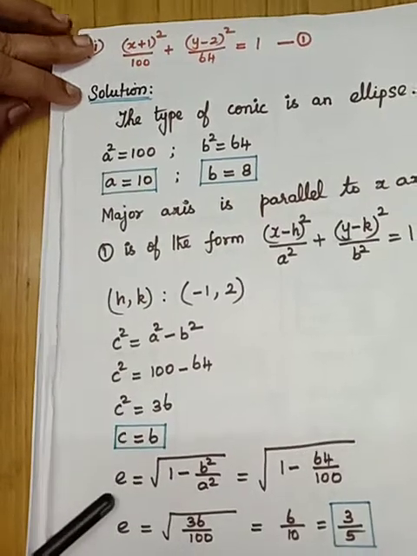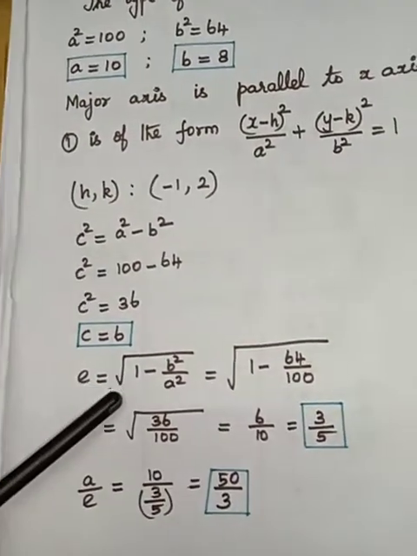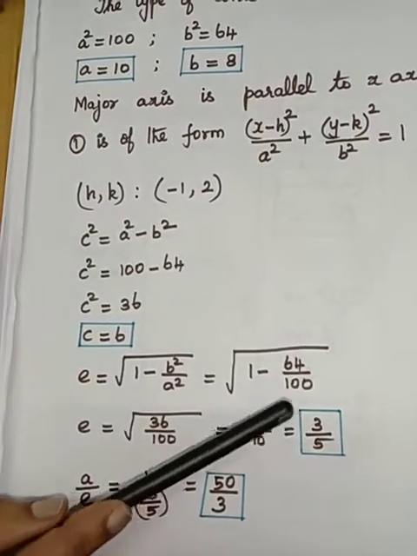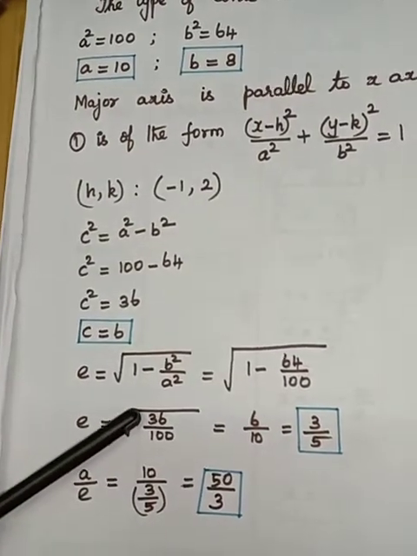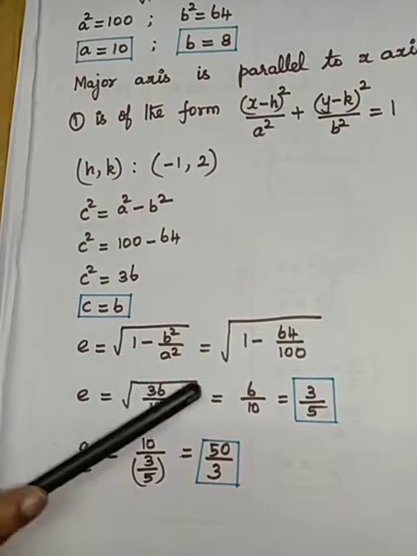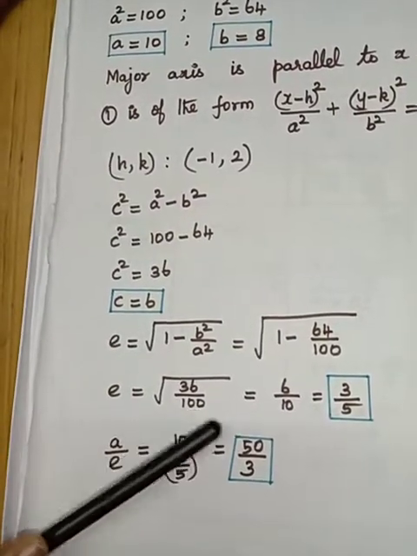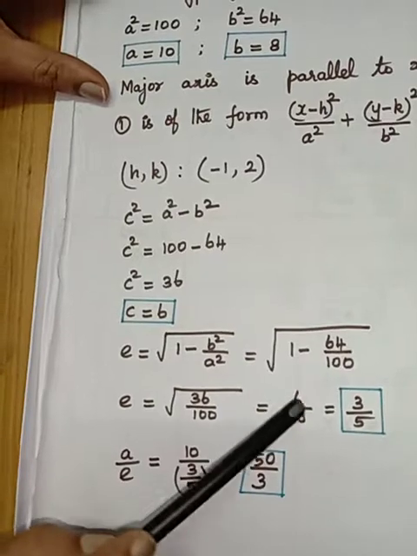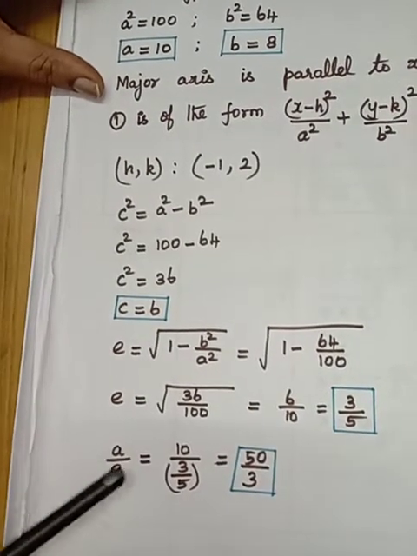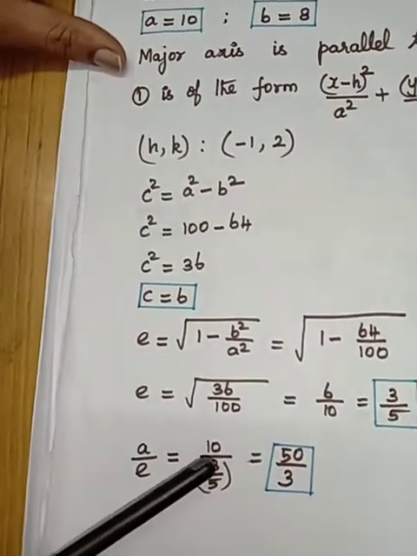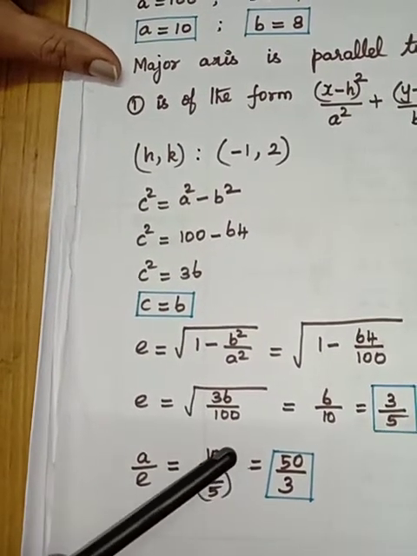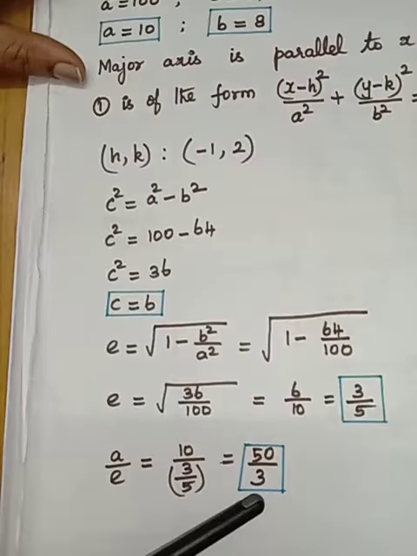After finding this, you have to find e. What is the formula? Square root of 1 minus b squared by a squared. While you are substituting, taking LCM, it is 36 by 100. So square root of 36 is 6 and square root of 100 is 10. So the answer, when you cancel by 2, is 3 by 5. Next you have to find out a by e. So a is 10 and e is 3 by 5. This 5 will go to the numerator. So your answer is 50 by 3.